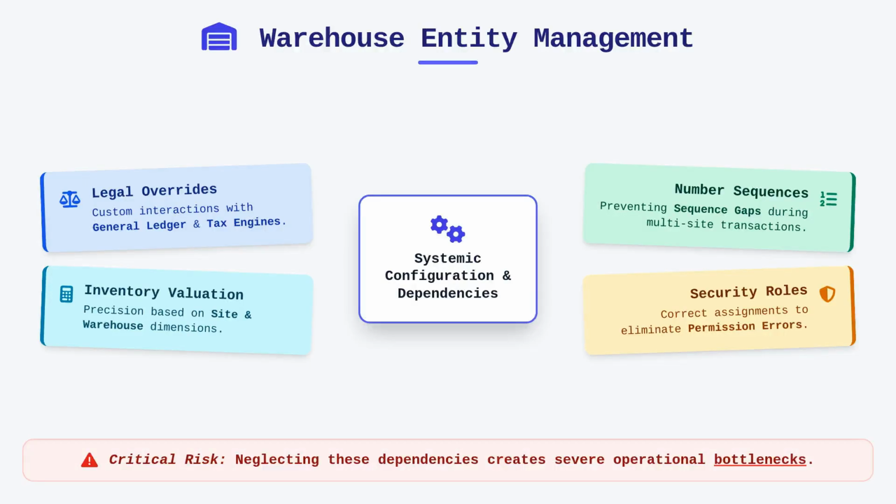Neglecting these systemic configurations often leads to bottlenecks where users are faced with permission errors or sequence gaps during complex multi-site inventory transactions.